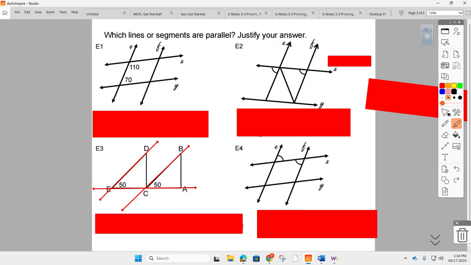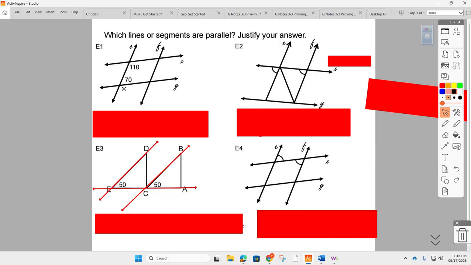Okay, so how are we going to use this? Which lines or segments are parallel? We're going to justify our answer. These are the exact same directions from the first 10 problems on your worksheet, so they're going to be pretty much the same kind of problems, okay? This is a little trickier though because there are 4 lines there, right? For all of these angles, we need 2 lines and 1 transversal. So you've got to figure out which lines are making the angles we're looking at. Which lines are creating the angles.